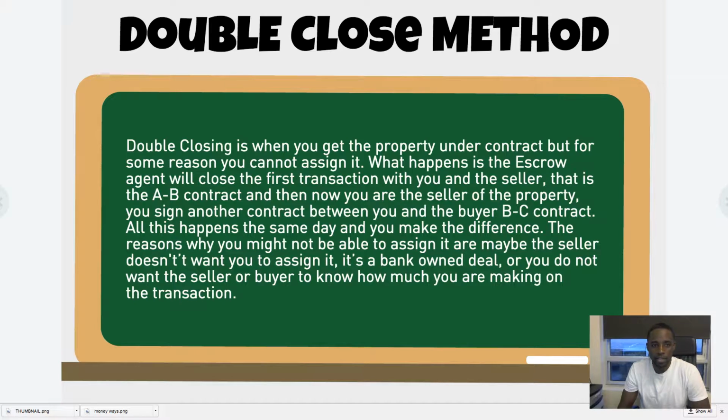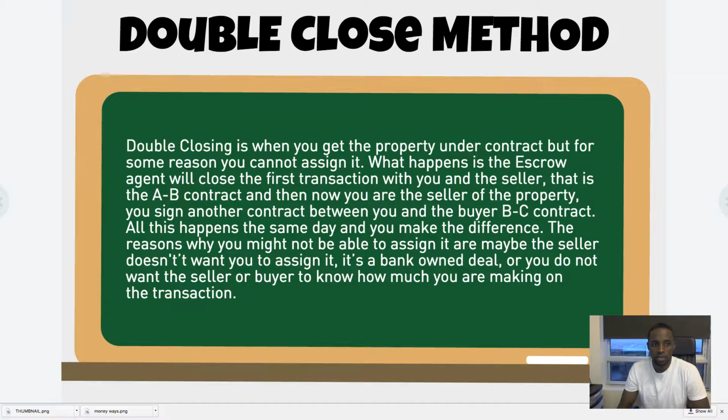Double close method. Double closing is when you get the property under contract, but for some reason you cannot assign it. This happens when you're dealing with bank-owned properties, or a seller who specifically tells you, I want this deal assigned. There are a lot of different ways. Or maybe you're double closing because you don't want to see the end buyer, or you don't want the end buyer to see how much you're making.